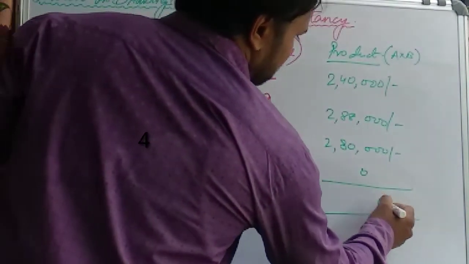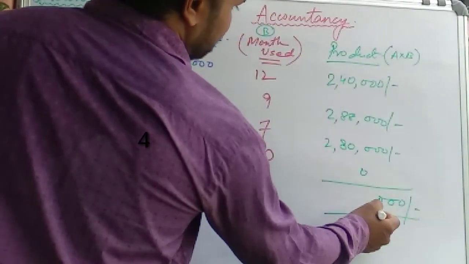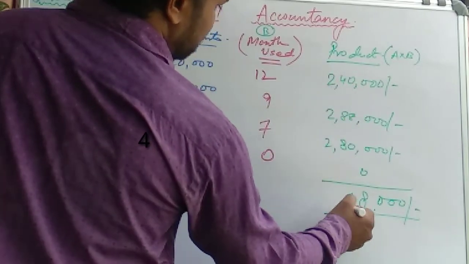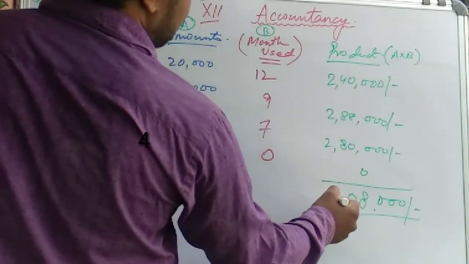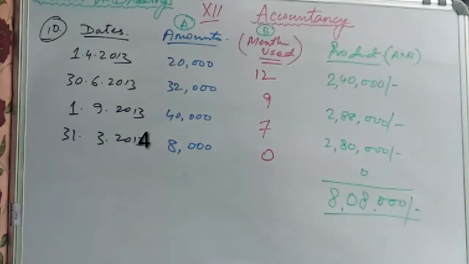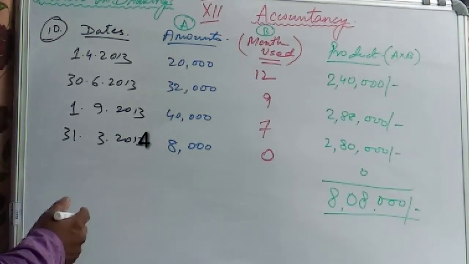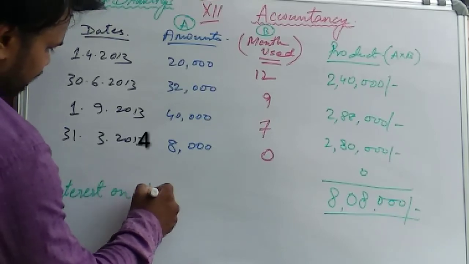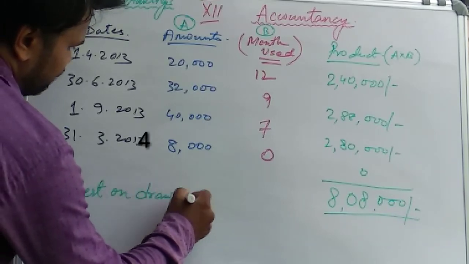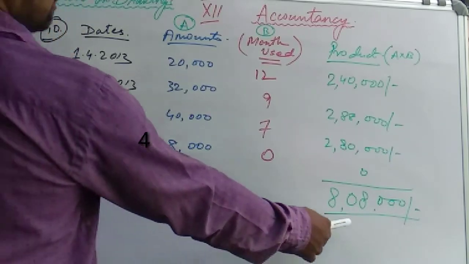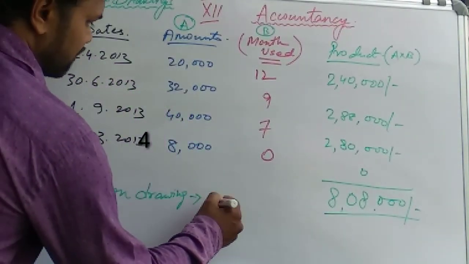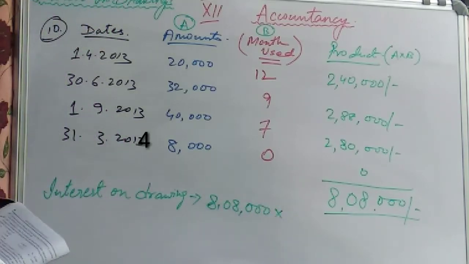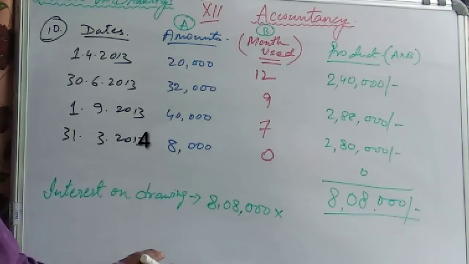So the total is 8 lakhs 8,000. So what will be the interest on drawing? This amount we have got, that is 8,08,000, multiplied by the rate of interest, that is 12%.